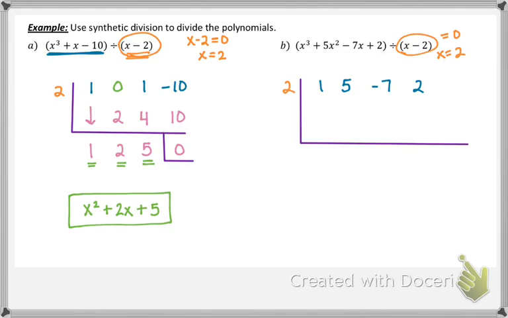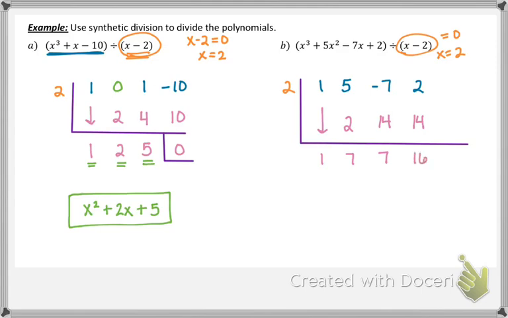And so let's do the same thing. Start by bringing down my 1. And then I'm going to take any number that I bring down and multiply to the outside number until I get to the end. So 1 times 2 is 2. Put that in the next column. Plus 5 is 7. 7 times 2 is 14. 14 plus negative 7 is positive 7. And then we're going to take that and times 2 again. So take the 7 times 2 and I have 14. And then add it and we have 16.